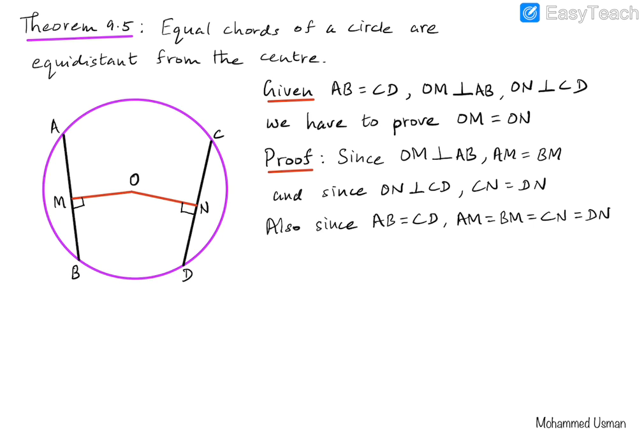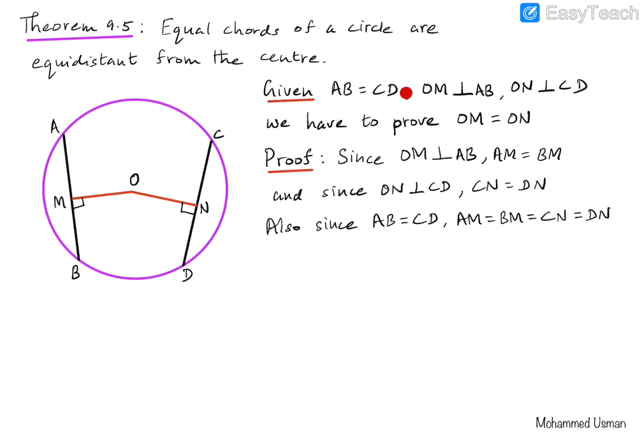To prove this theorem, let us see what information we have at hand. The first point we notice is that since OM is perpendicular to AB, from the previous theorem we know that the perpendicular from the center of the circle to a chord bisects the chord. Therefore AM is equal to BM. And similarly, since ON is perpendicular to CD, ON bisects CD. Therefore CN is also equal to DN.